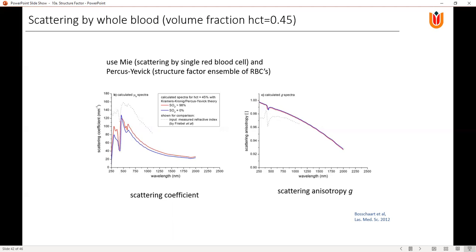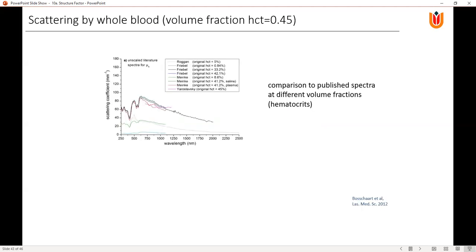And that is what you see here. This axis runs from 0.9 to 1. And so for almost all wavelengths, there is a pretty high value. So for all the wavelengths, for these blood samples, the light is scattered predominantly forward. Okay.